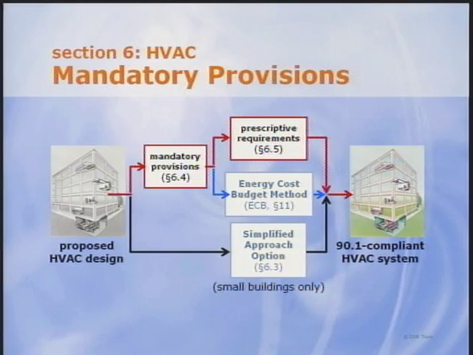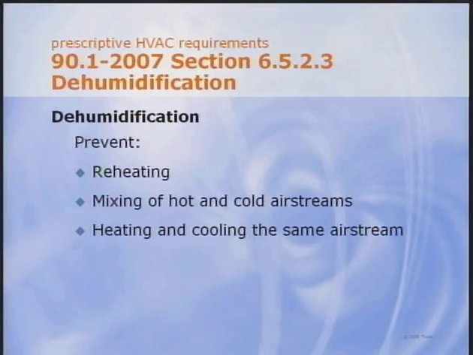However, if for some reason they would be required by the prescriptive path, but the design team decides not to follow them, these prescriptive requirements may be traded off by using the energy cost budget method. Where humidistatic controls are installed, Section 6523 requires controls to prevent simultaneous heating and cooling of the same airstream. But there are 6 exceptions.